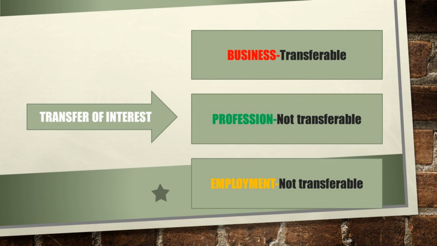The eighth point of differentiation is transfer of interest. In case of business, ownership can be transferred from one person to another. But in case of profession and employment, transfer of ownership is not possible.